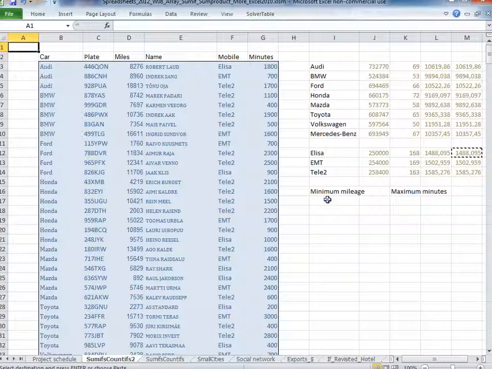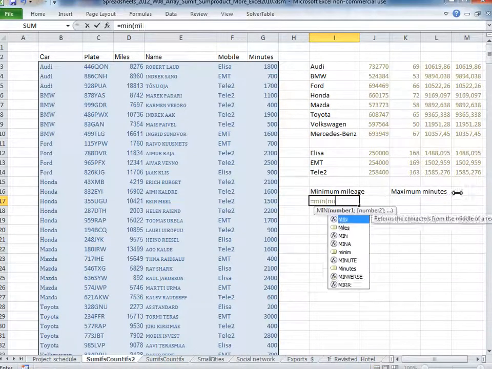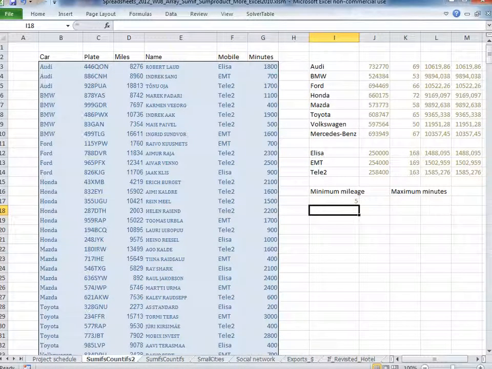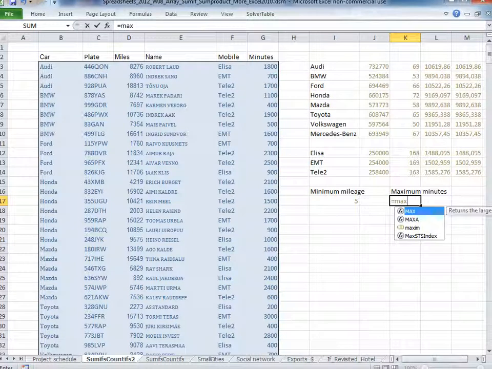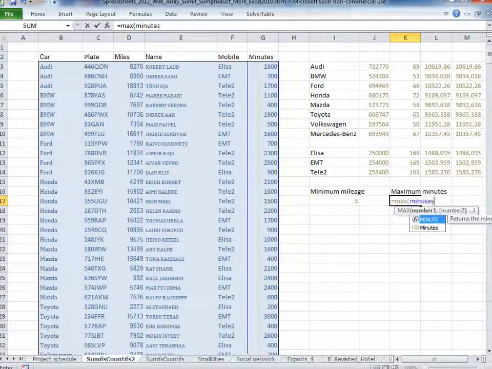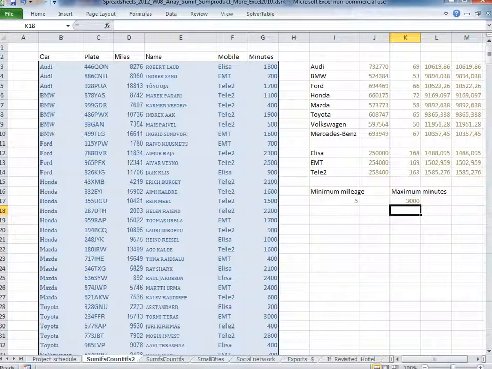Now what also interests us is what is the smallest mileage driven with a car. So we write equals MIN miles, and we get to know that it's only 5 miles that someone has driven with his new company car. Let's see what is the maximum of minutes spoken. We write MAX minutes, and we get to know it's 3,000. Now we want to know who these two persons are.